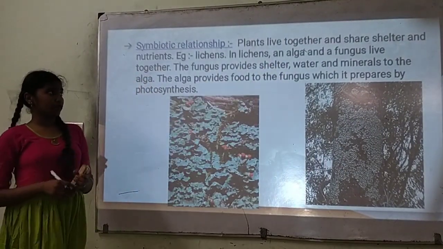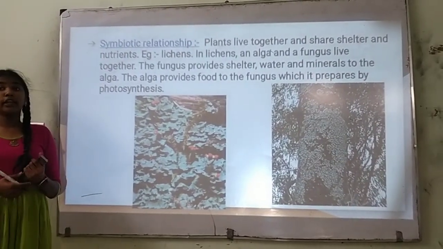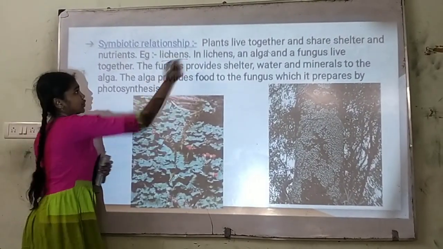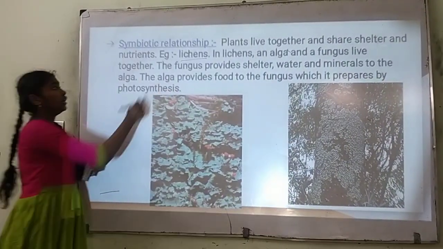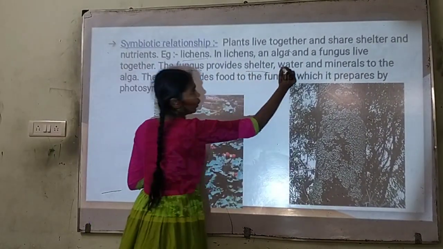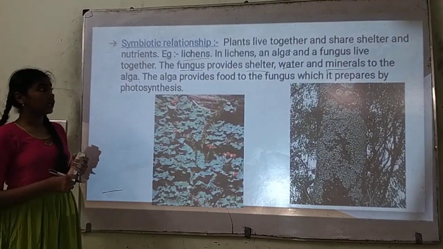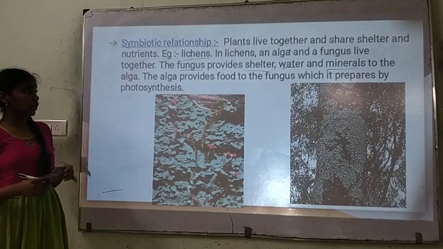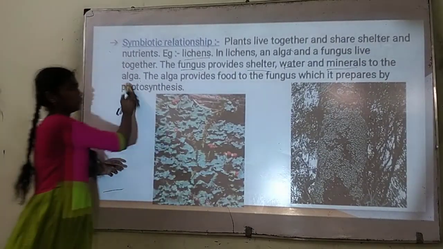Symbiotic relationship. Organisms live together, share shelter together and also prepare their food together. Example, lichens. In lichens, an alga and a fungus live together. The fungus provides shelter, water and minerals to the alga, and the alga provides food to the fungus, which it prepares by photosynthesis.